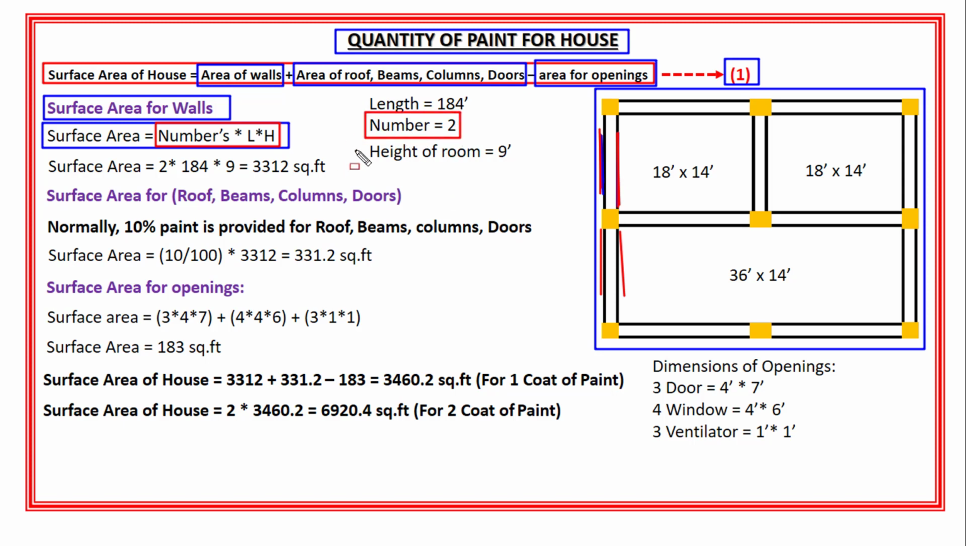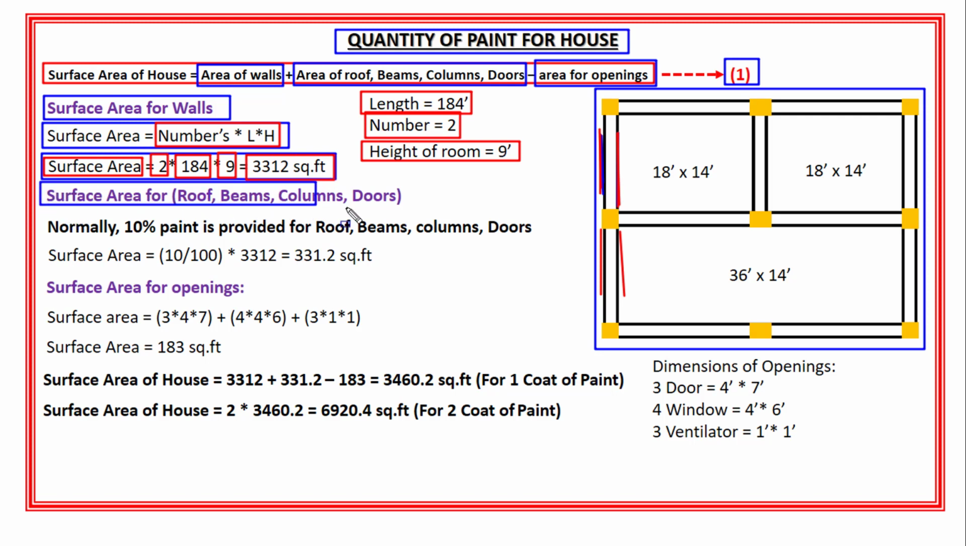Here I will take the length of the center line above the ground level, which is 184 feet. And I have already explained it in my previous video of the complete house estimation course, so kindly watch that video first. And the height of the walls is 9 feet. So the surface area of the walls is equal to 2 multiplied by 184 feet multiplied by 9 feet, and the total surface area of the walls will become 3312 square feet.